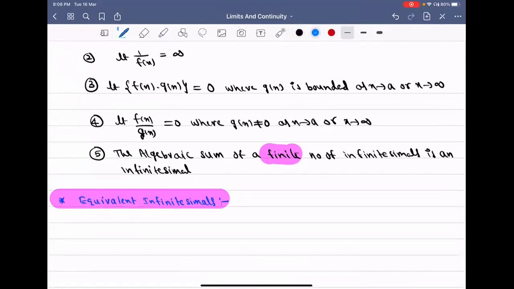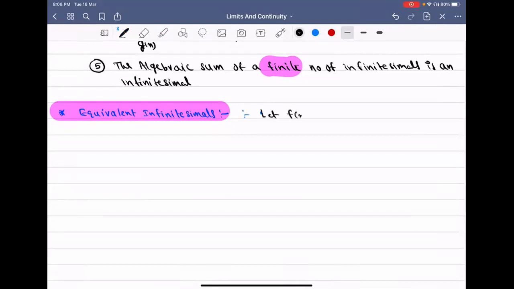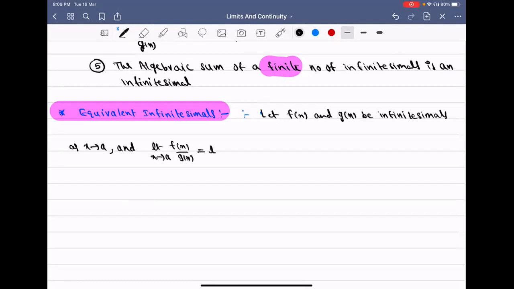Let f of x and g of x be infinitesimals as x tends to a, and limit as x tends to a of f of x over g of x is equal to L. In brackets, L is a finite non-zero number.